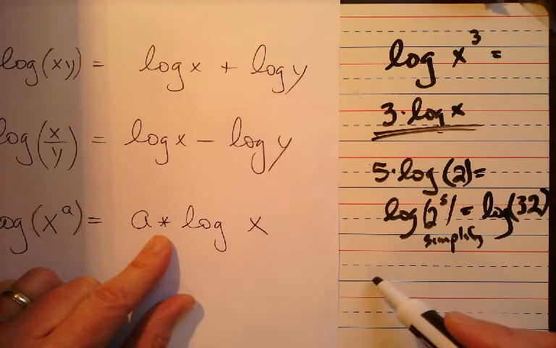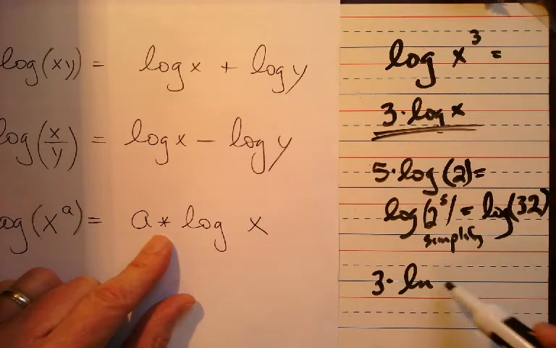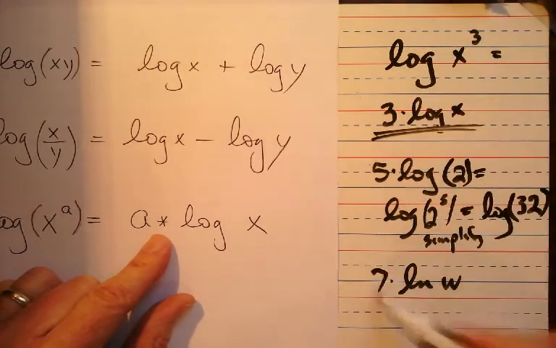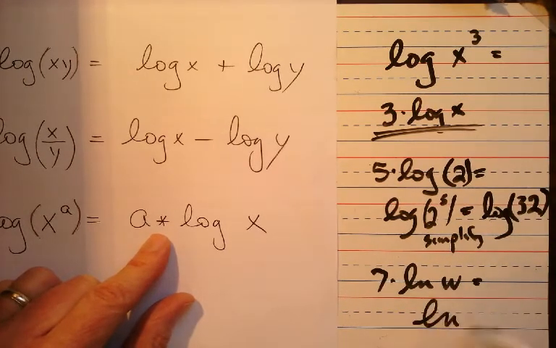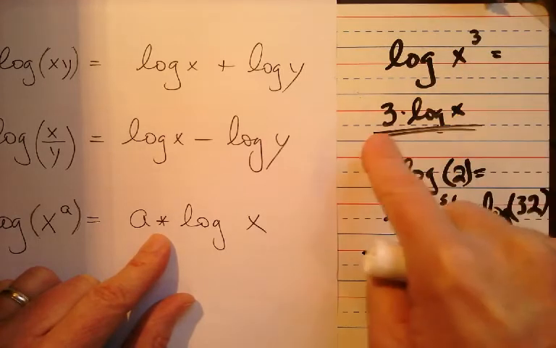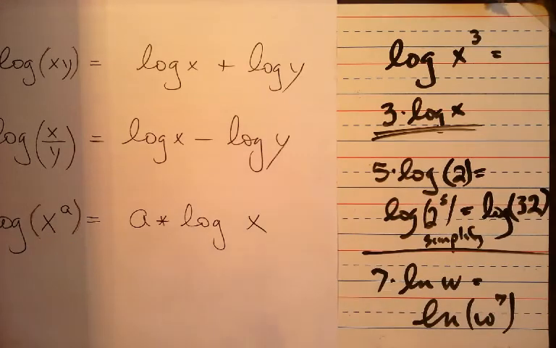So if I had, let's do 7 times the natural log of w. What does that mean? Well, that means the natural log of w to the 7th power, right? So if I start with a number out in front of a logarithm, I can make it into the exponent. If I start with an exponent, I can make it into a number out in front of a logarithm. Those are the 3 rules.